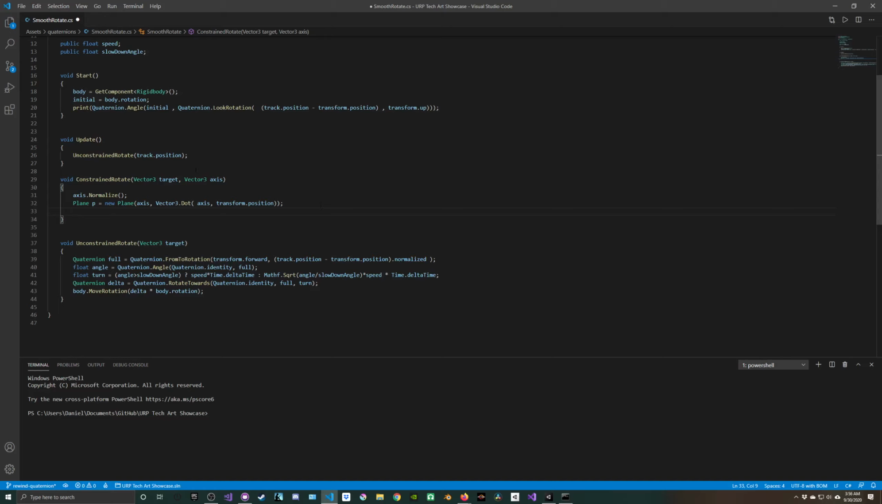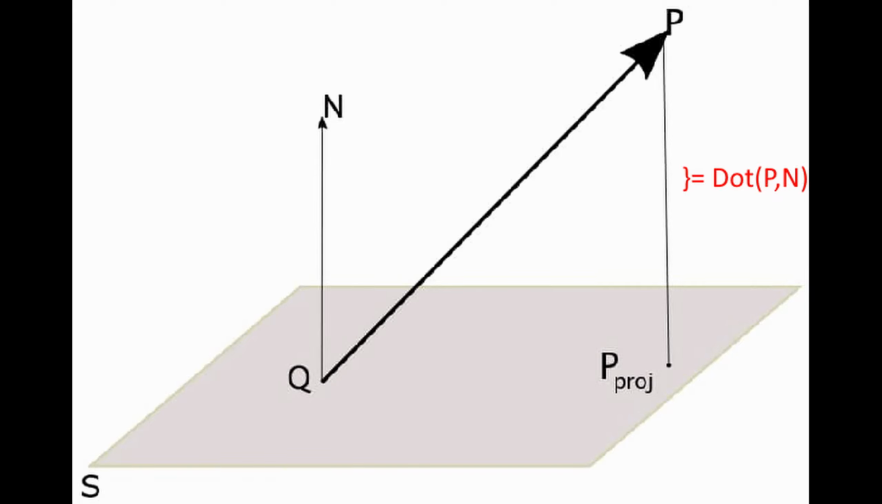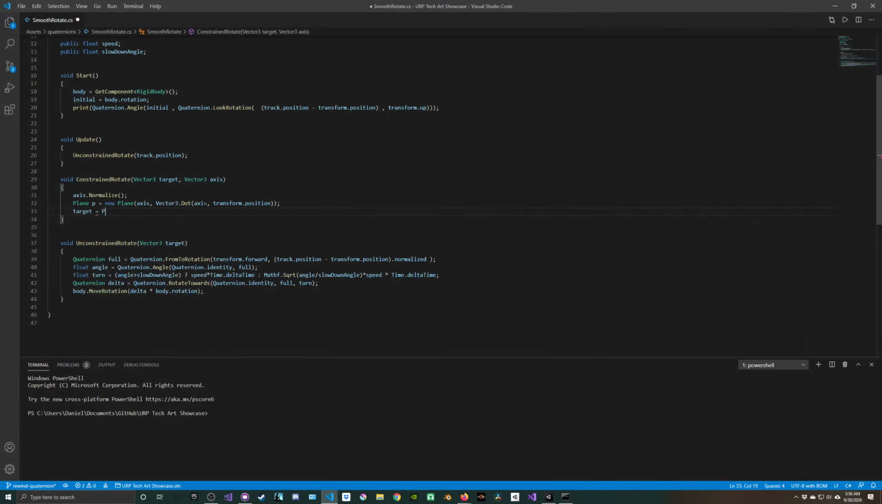So what I did here was I dotted our current position and the axis that we're constrained to. And that gives us our projection onto the plane. It'll be a little bit easier to visualize if I put something in here to visualize it with. But that is how we get this plane. And we're going to say target equals plane dot, or sorry, P dot closest point on plane, there we go, nice and easy, to target.